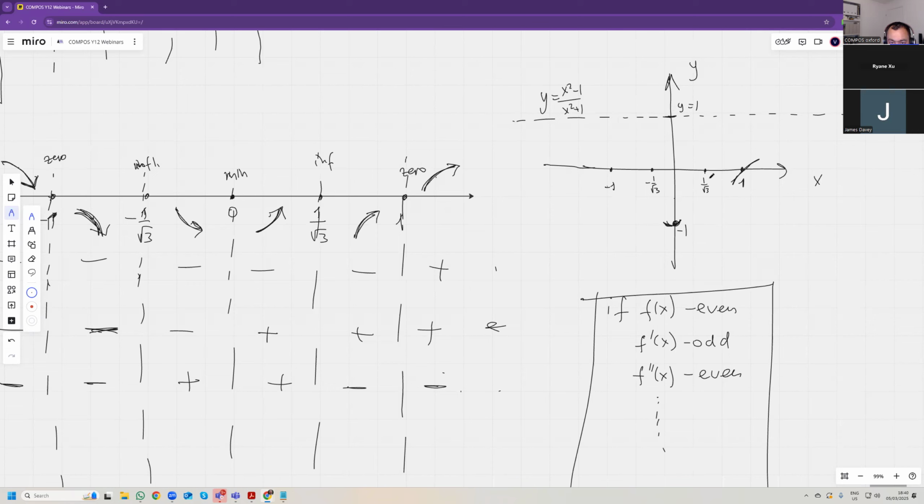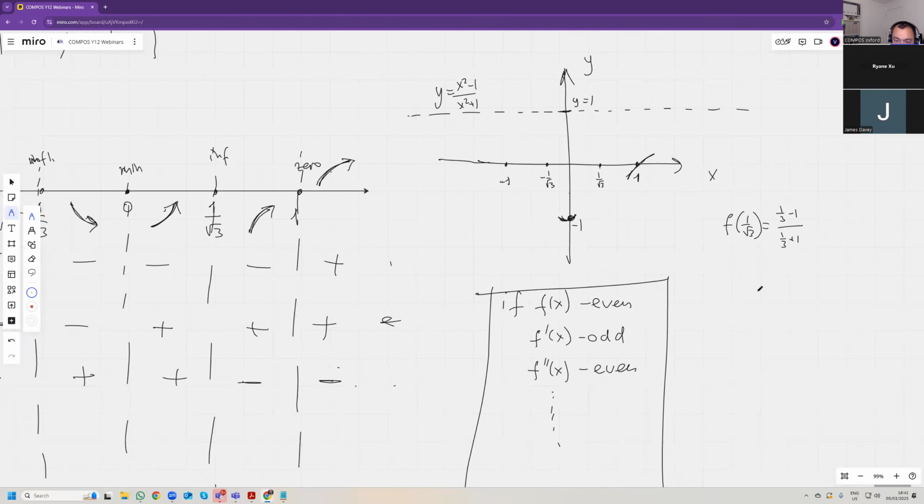Okay, and that's an inflection point. If you substitute 1 over root 3, f of 1 over root 3 is going to be 1/3 minus 1 over 1/3 plus 1. So that is minus 2/3 divided by 4/3, so it's minus a half.